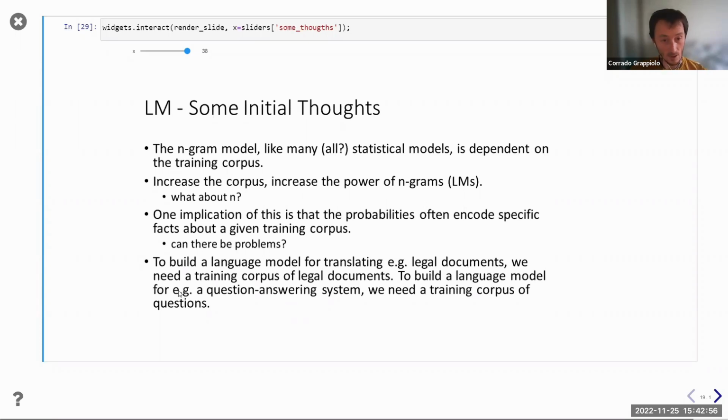This is a quote that I took from the Jurafsky and Martin book, essentially saying that to build a language model for translating legal documents, you need a training corpus of legal documents. This is very common in machine learning, but it's good to take it into account also for language models. The n-gram model that we built on recipes cannot generate legal text, essentially.